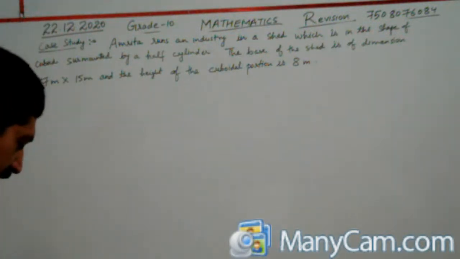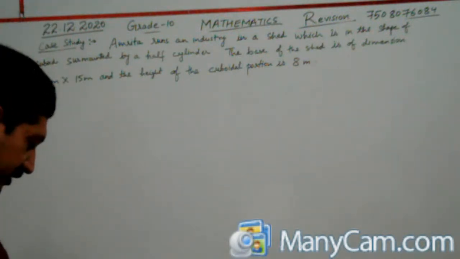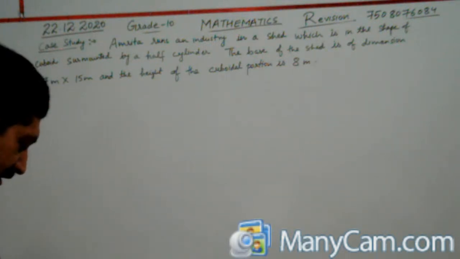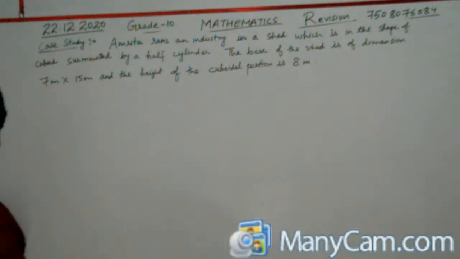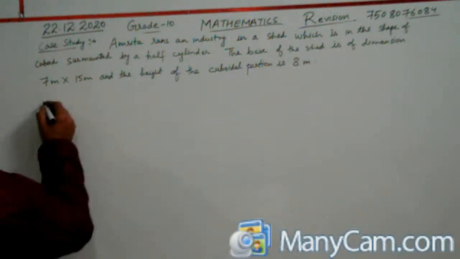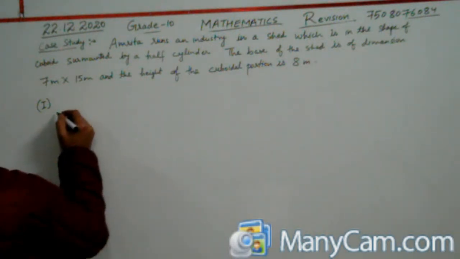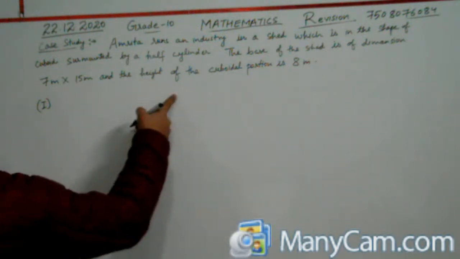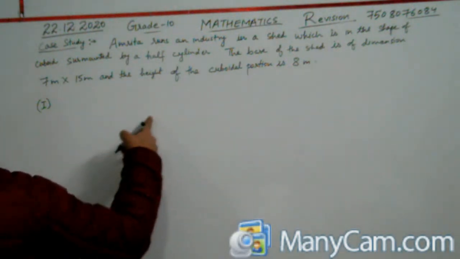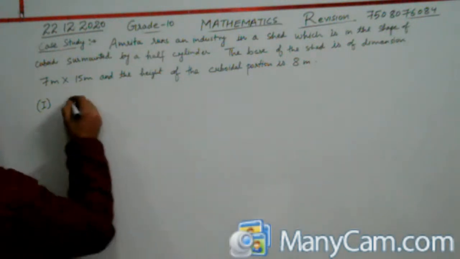Questions are: if the height of the cuboidal shed is 8 meter, the volume of the shed approximately is... first, if the height of the cuboidal shed is 8 meter, it is given. Find the approximate volume.